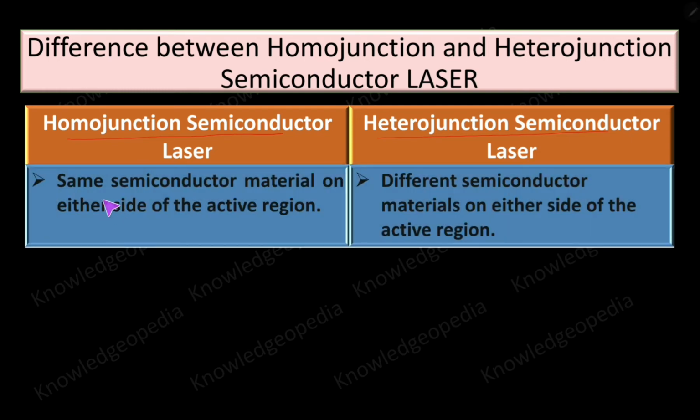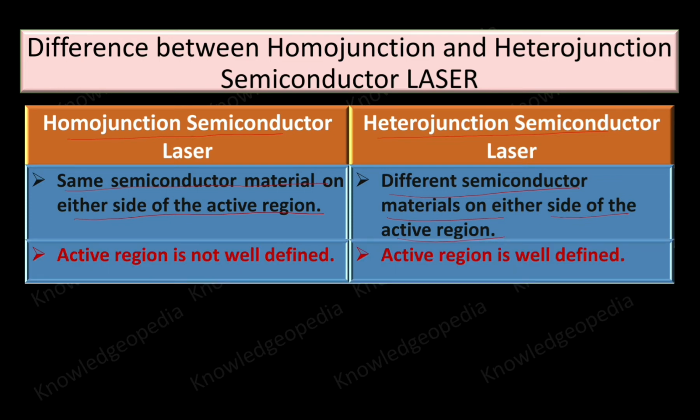The first and foremost difference is that in case of homojunction semiconductor laser, we have the same semiconductor material on either side of the active region. But in case of heterojunction semiconductor laser, there are different semiconductor materials on either side of the active region. The active region is not well defined in case of homojunction semiconductor laser, but in case of heterojunction semiconductor laser, the active region is well defined.